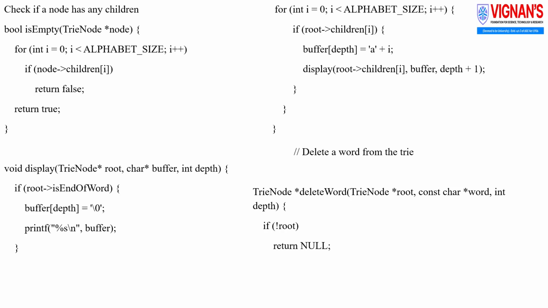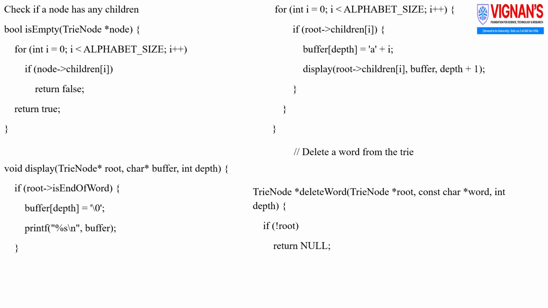The display function is used to print all words stored in the trie. It performs a recursive traversal of the trie, stores characters in a buffer, and whenever a node marked as the end of a word is reached, the complete word is printed.